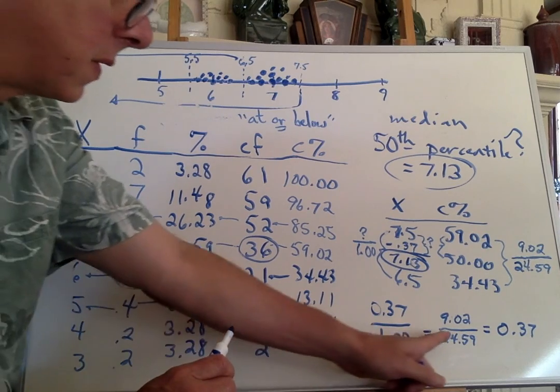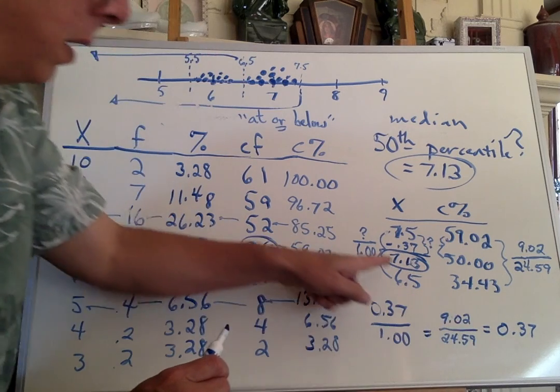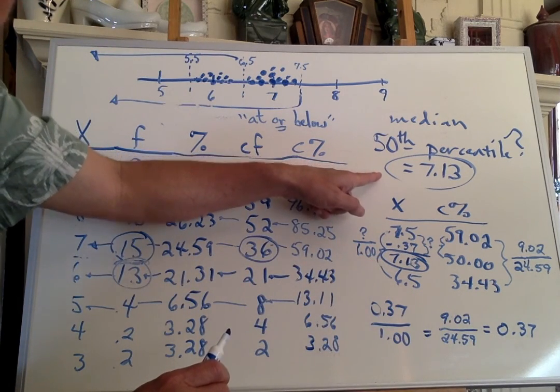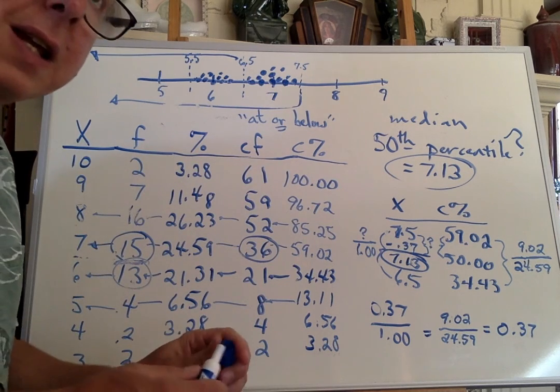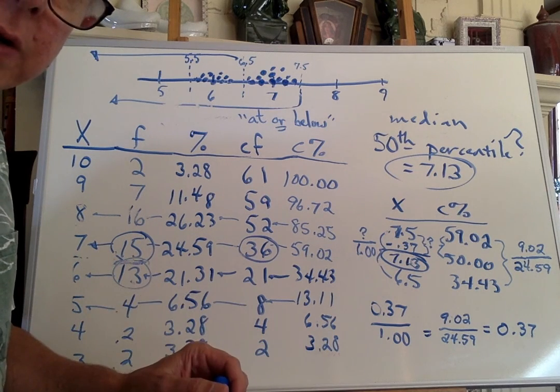0.37 over 1 is the same as this. They're both equal to that. Okay. Then you get your value. Median, 7.13. So for this data set now, we have the mean, the median, and the mode.